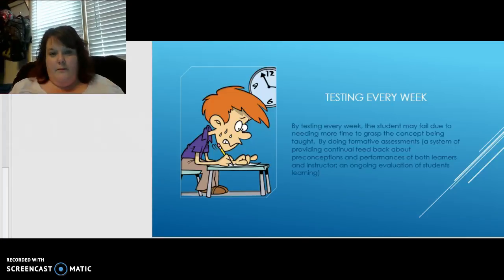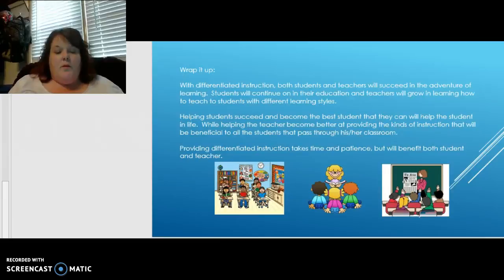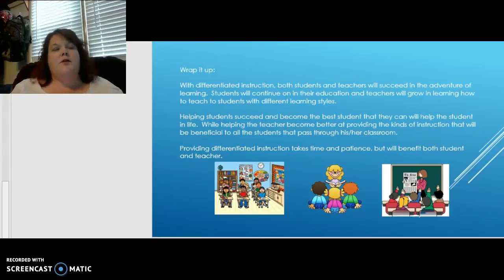So that's how it is. Wrapping up, with differentiated instruction, both students and teachers will succeed in the adventure of learning. And that's what we need to make students see, that education and learning is an adventure. The students will continue in their education, and the teachers will grow in learning how to teach students with different learning styles. Helping students succeed and become the best students that they can will help the students in life, while helping the teacher become better at providing the kinds of instruction that will benefit all the students that pass through his or her classroom.